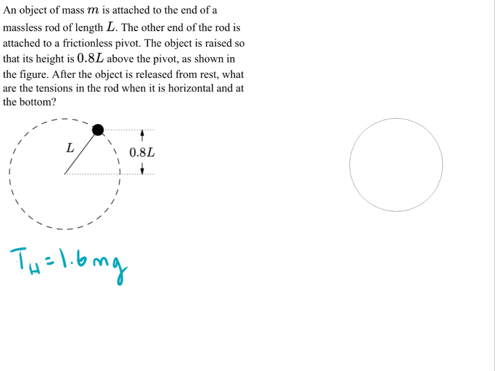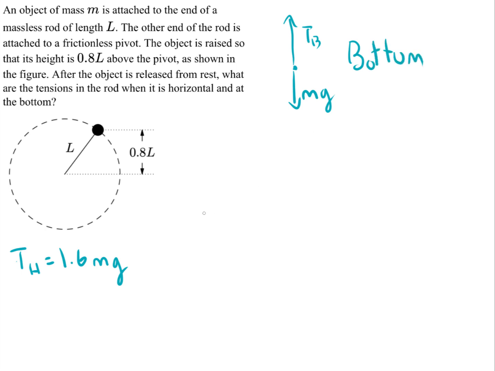Now that's the first part of the question, but the second part of the question asks us for the tension in the rod when it is at the bottom. So at the bottom, again, there are only two forces, and that is the tension force at the bottom and the mass's weight, or mg, the force of gravity. This is the diagram at the bottom. So again, we can use Newton's second law to help solve this. But now both of the forces are acting in the radial direction.